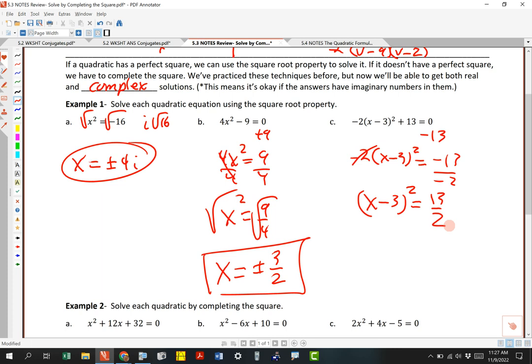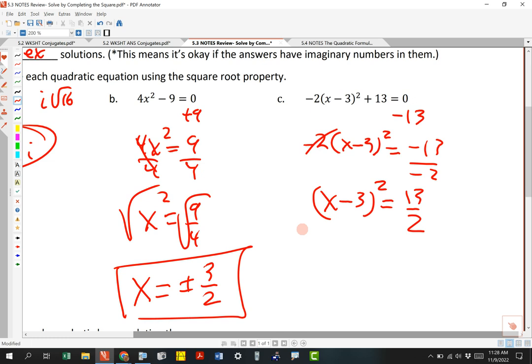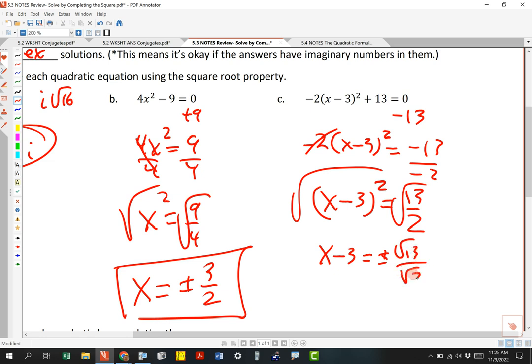Lydia, what do we do next? Take the square root. So we're going to take the square root of both sides. So if I take the square root here and the square root here, I only need a plus or minus on one side. So I'm going to write x minus 3 equals, this is going to be plus or minus radical 13 over radical 2. We don't leave fractions underneath the radical, and we don't leave a radical in the denominator.